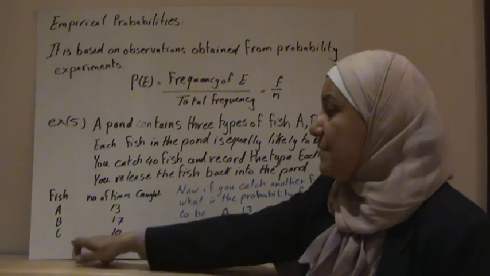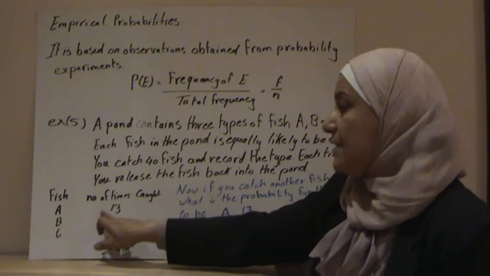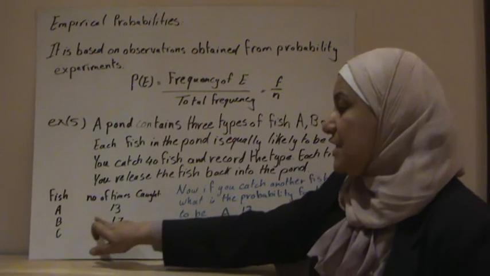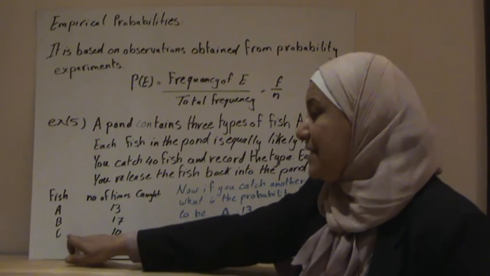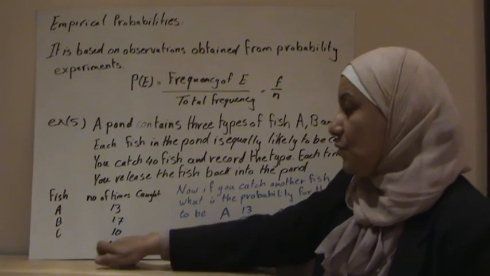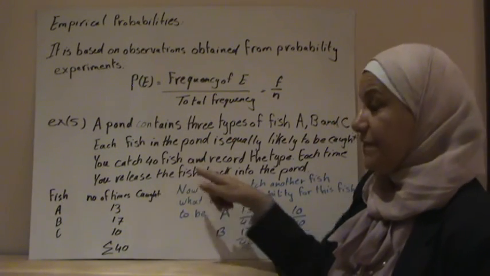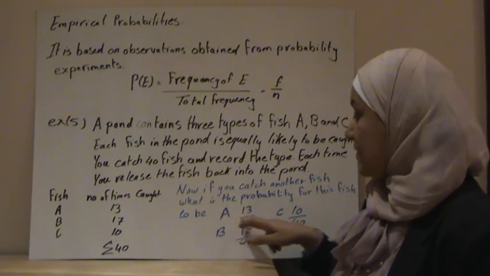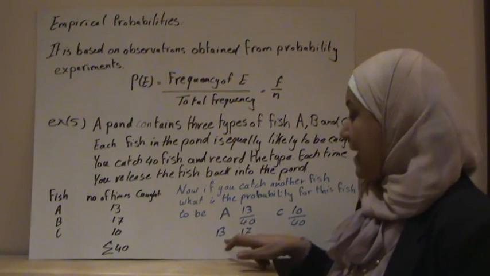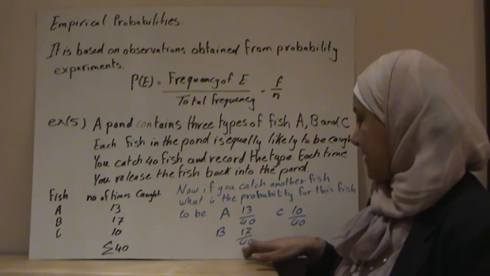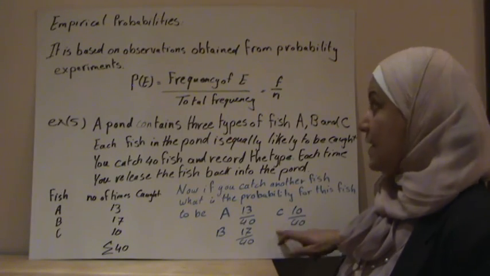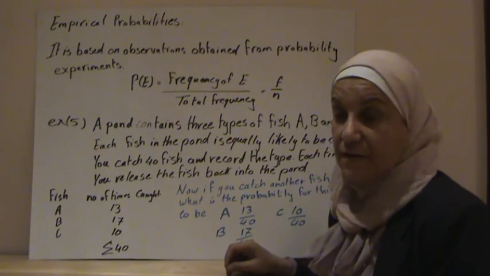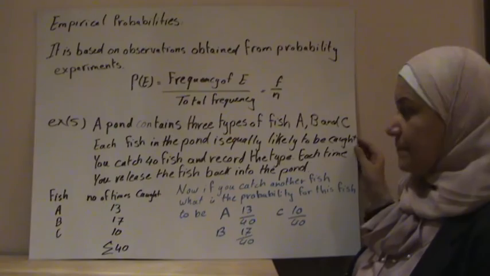According to the table here, we have A 13. B was caught 17 times, and type C was caught 10 times, which makes altogether the 40 times that you caught the fish. So A was 13 over 40, and B was 17 over 40, and C was 10 over 40. This kind is called empirical probability.